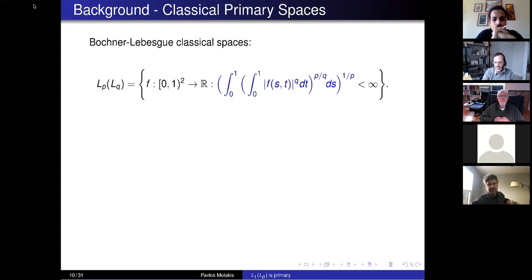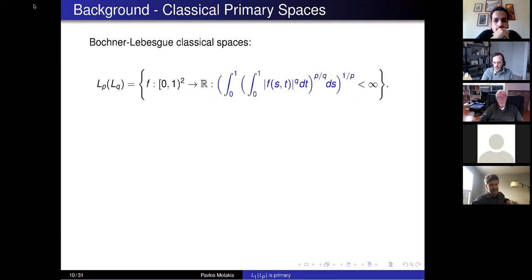And just to give you an example, not a general definition, but the example of a Bochner-Lebesgue space is L_P of L_Q. One way of understanding this object is by looking at all functions defined on the unit square with values in R or C, doesn't matter. Anything I'm talking about today works in either R or C, where this double integral norm is finite. So these are functions on the unit square where on vertical lines, they look like L_Q, and in horizontal lines, they look like L_P in a very specific way.